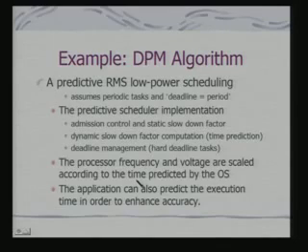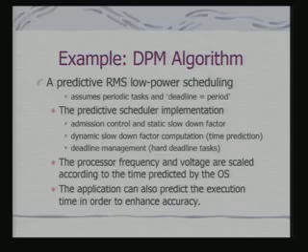The OS can provide a prediction on the basis of the computation time required by the task. The application can also predict the execution time in order to enhance accuracy. If you have this prediction, then only you can do what? Alter the processor speed to deal with the energy.